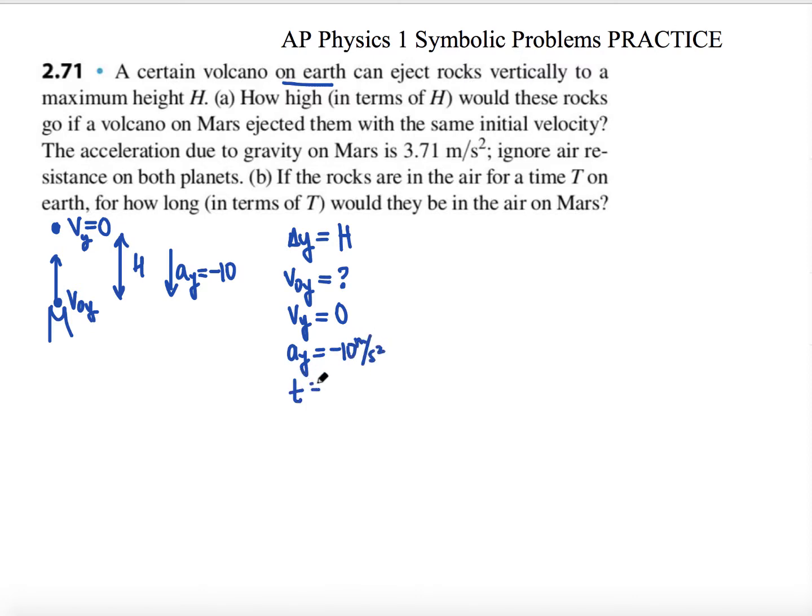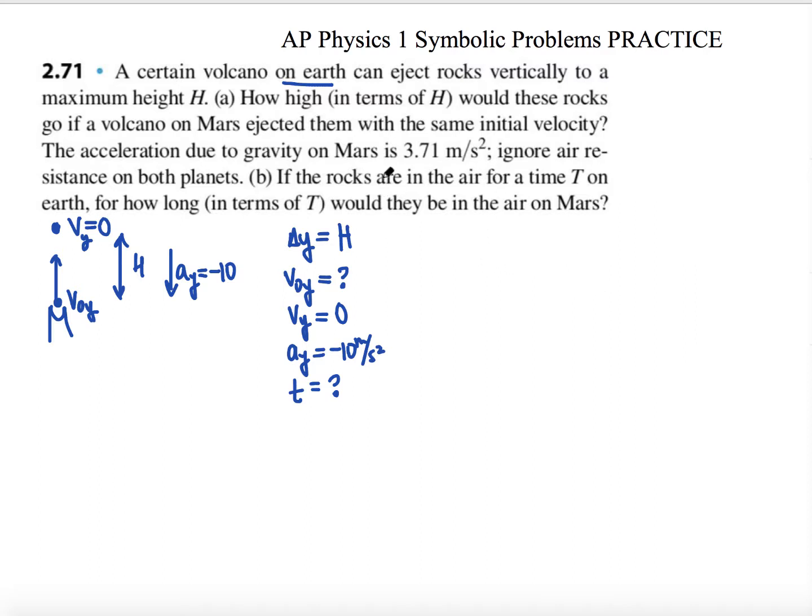So our time is also there, but we're not going to spend much time with it because, as you'll see in a second, we don't actually need that information. Now, to go on and read part A, it asks us how high these rocks would go if a volcano on Mars ejected them with the same initial velocity. And the acceleration is different on Mars, as it says right after that. It's 3.71 instead of 10.